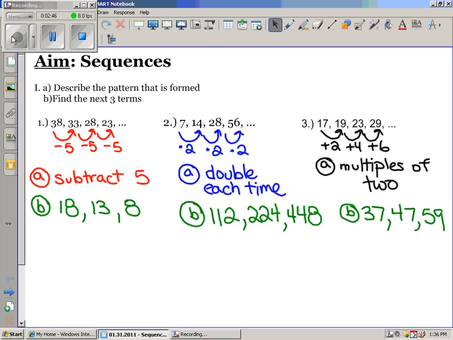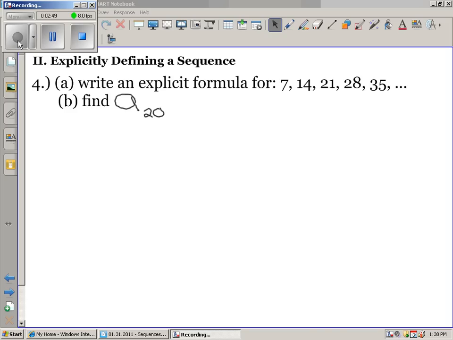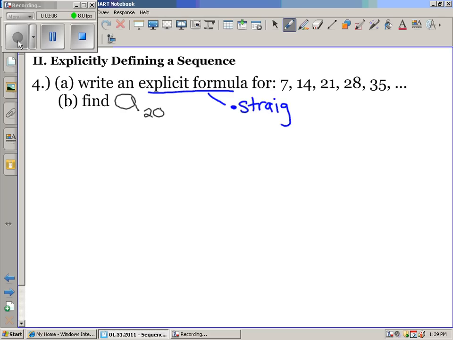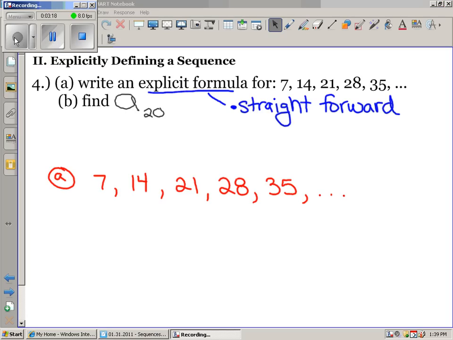Okay, great. Great thoughts. So we're up to explicitly defining a sequence. Guys, what's the word explicit mean for you? Bad words, right? For me, explicit means straightforward. Yeah, you could make bad words, but it means you're not sugarcoating anything. It's just very, very straightforward. So explicitly defining a formula, explicitly defining a sequence.